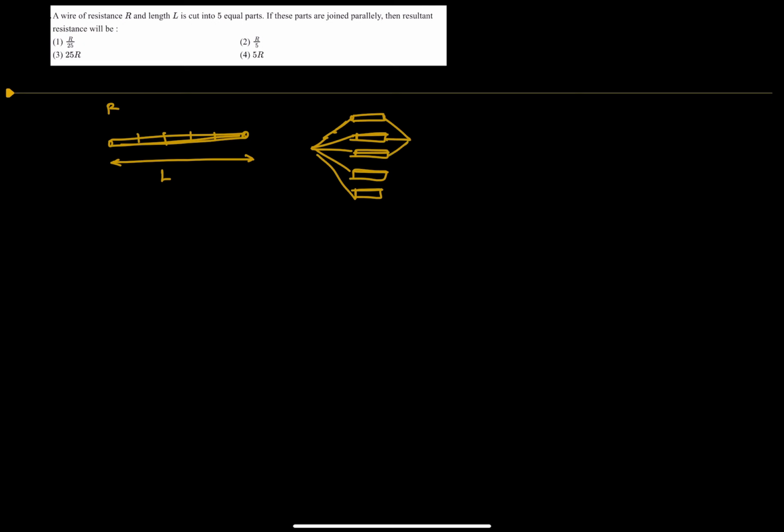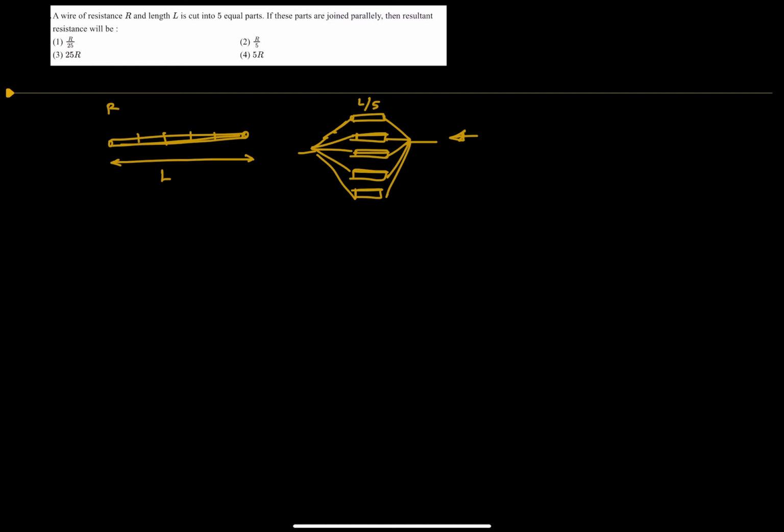It's totally not necessary, but here we are, just for visual representation. So this is basically L by 5. That's the length. Okay. So our job is to find the total resistance of the wire when it is joined in this configuration.